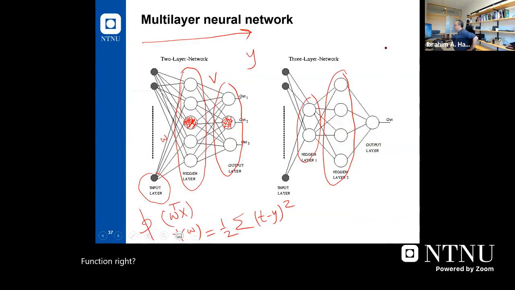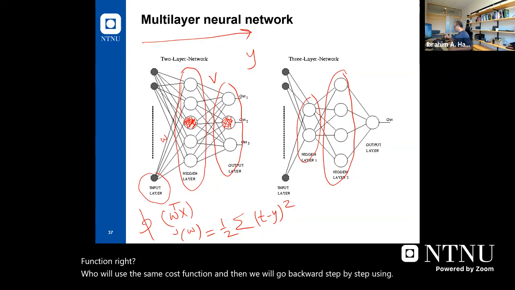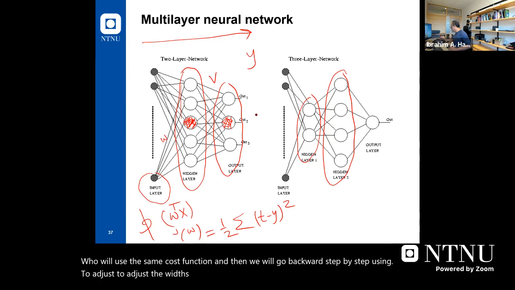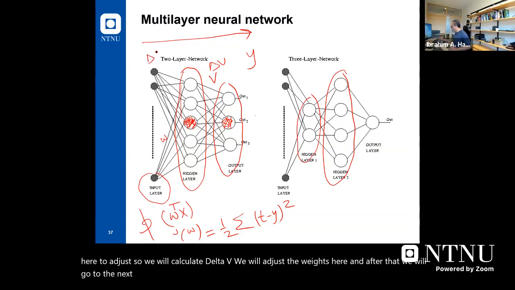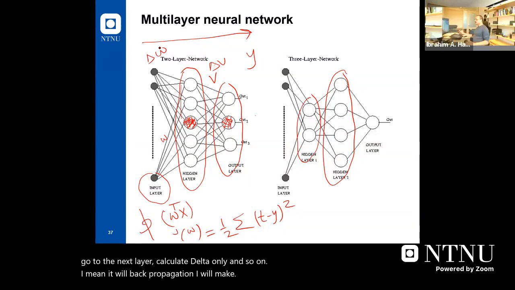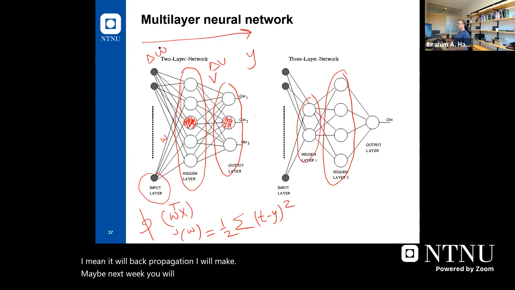We will use the same cost function, and we will go backward step by step to adjust the weights. So we will calculate the error signal here, and after that we will go here to adjust. So we will calculate delta V. We will adjust the weights here, and after that we will go to the next layer, calculate delta omega, and so on. I mean, error backpropagation, I will cover maybe next week. I will give more details, and also we will try to implement it for a simple feed-forward neural network.